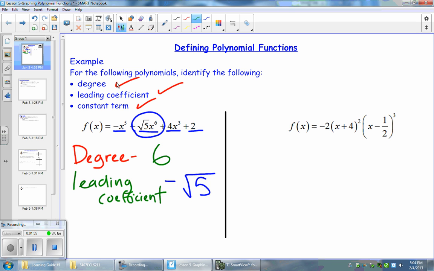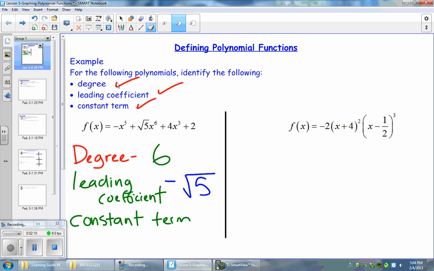Okay, so lastly, we want to identify what the constant term is. The constant term is quite simple. You're looking at the term that has no variable attached to it. That would be your constant term. Taking a look at each of our terms here, the only term that has no x is this one right here, which is a positive 2. So that is my constant term. The constant term is positive 2, the leading coefficient is root 5, and finally the degree is a positive 6. Okay, so on to the second example.